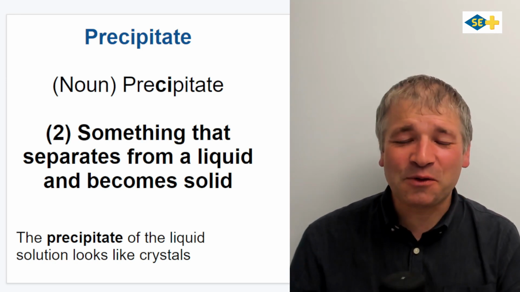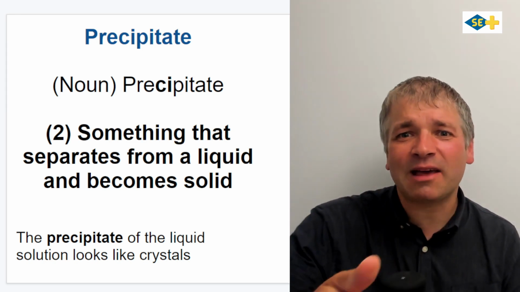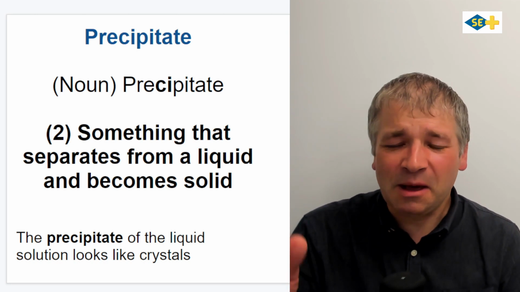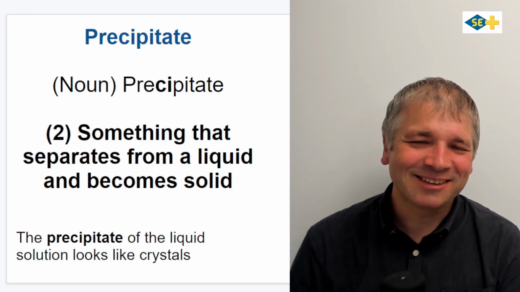So, two meanings of the word precipitate. One, to make things happen. The other one, something that separates from a liquid and becomes solid.